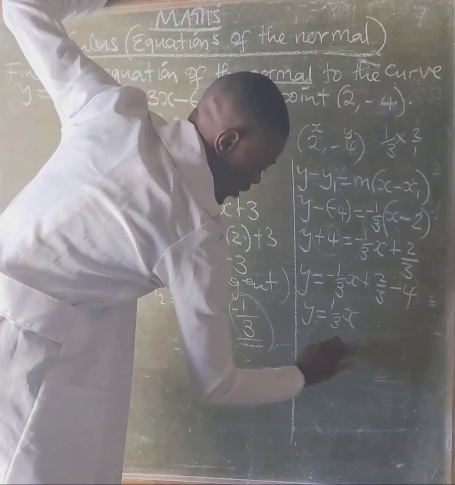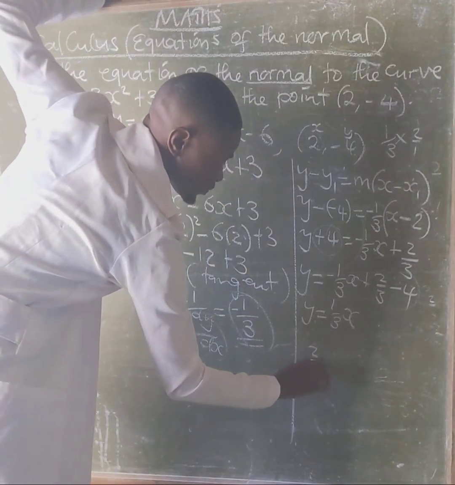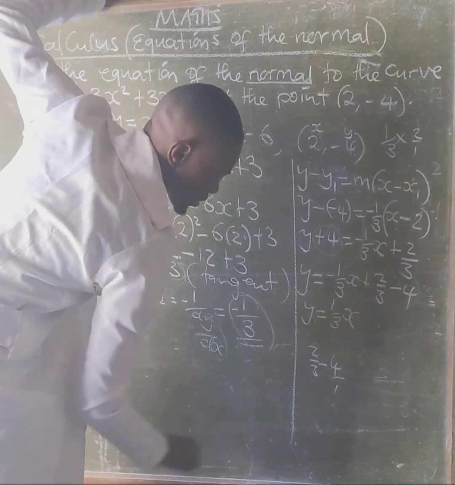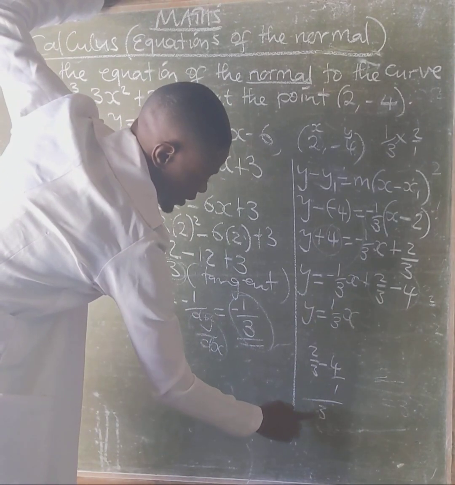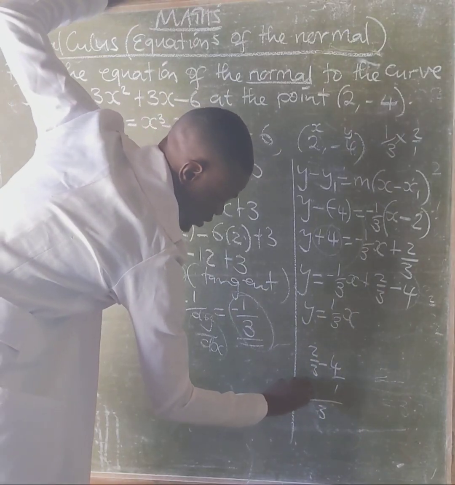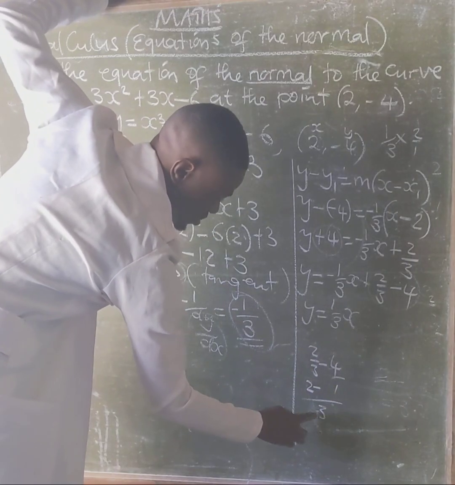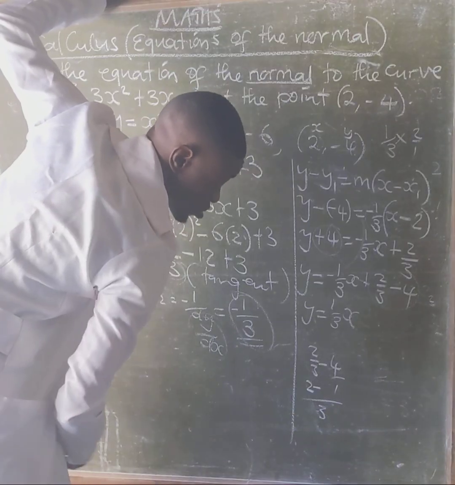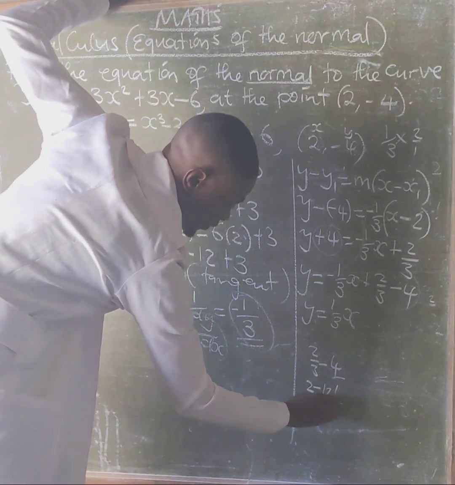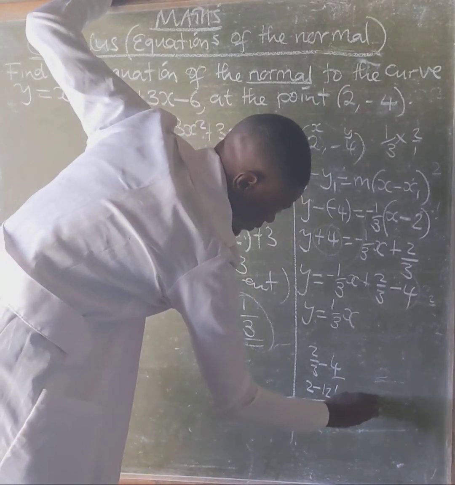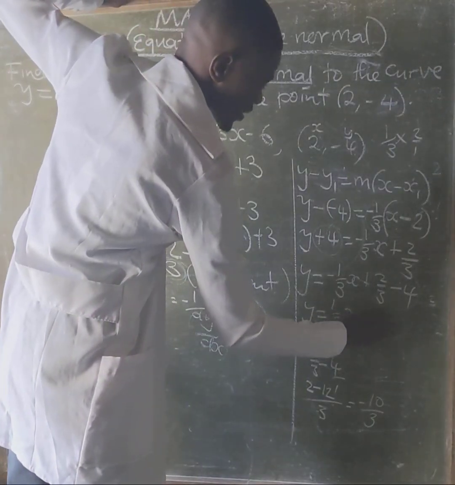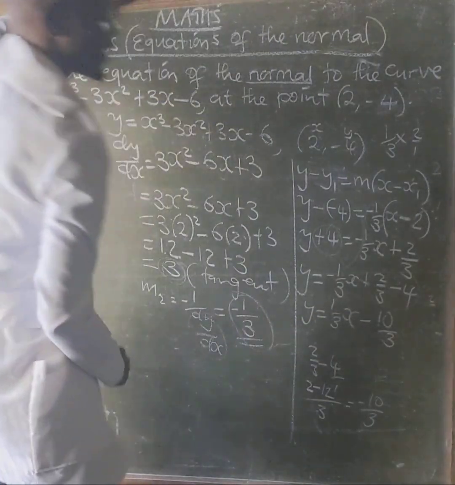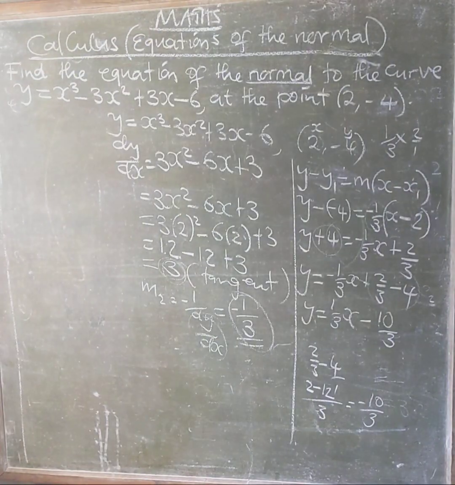So we have 2 over 3 minus 4. We find the lowest common denominator, which is 3 itself. 3 into 3 is 1, times 2 is 2, minus 1 into 3 is 3, times 4 is 12. So 2 minus 12 is negative 10 over 3. So we now write negative 10 over 3 there.